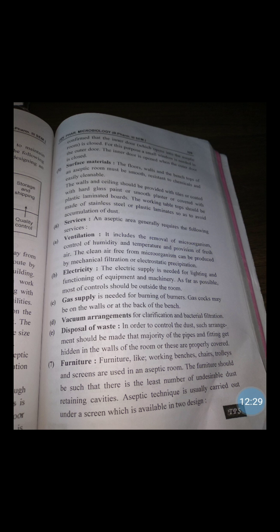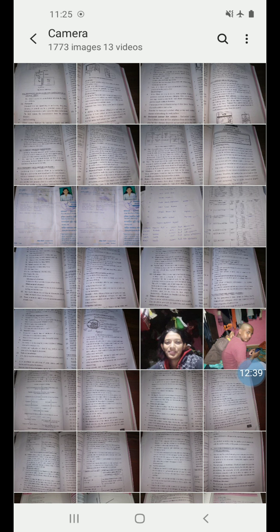This type of screen is used in those cases where all the apparatus and all the equipment are needed in the aseptic work.